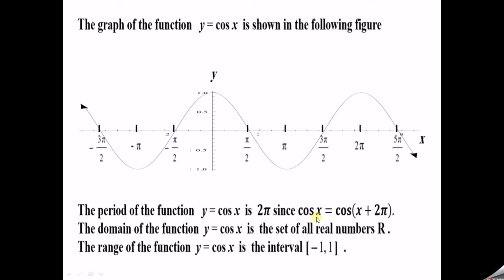So we can say cosine x is the same as cosine(x + 2 pi), because it is periodic with period 2 pi. And the domain of the cosine x function is R. That is, x values, the angles, you can take any positive real number or negative real number as x. And the range of cosine x is the closed interval -1 to +1, because the maximum value of cosine x is +1. The minimum value of cosine x is -1. So cosine x always lies between -1 and +1, just like sin x.